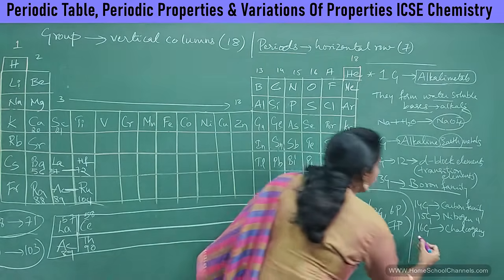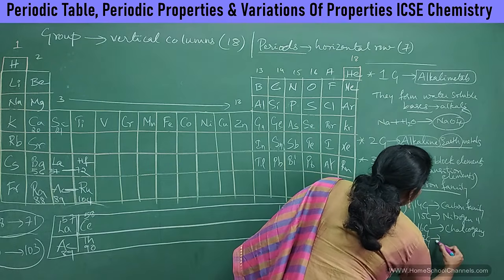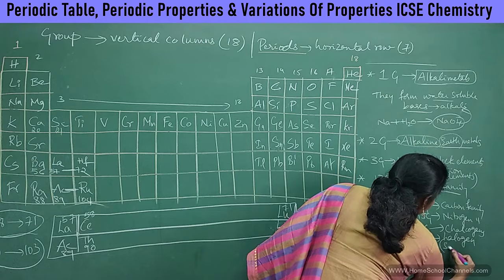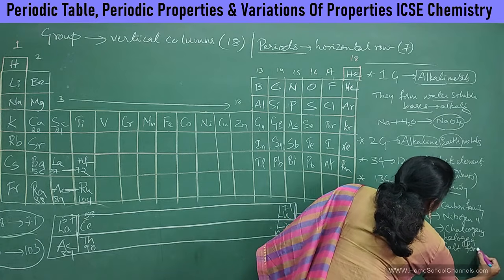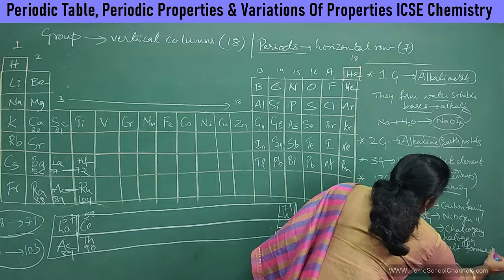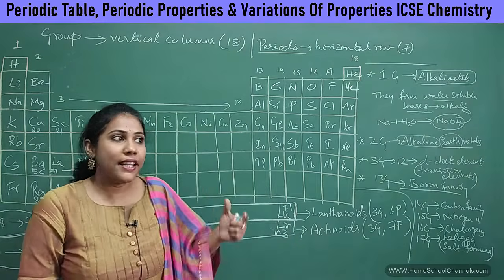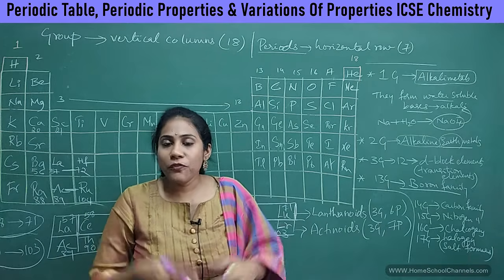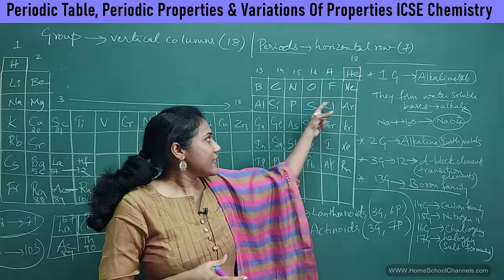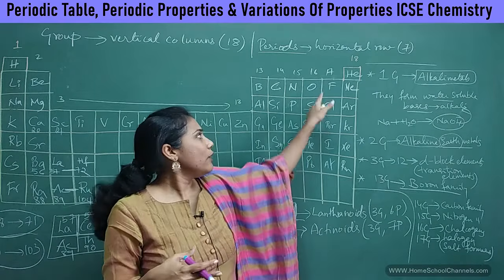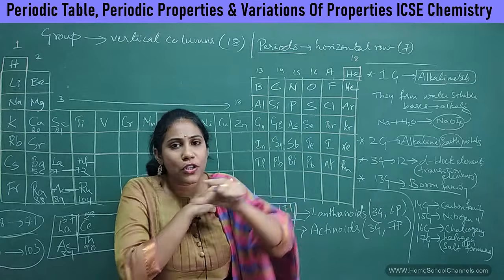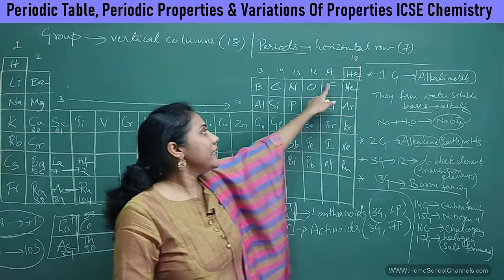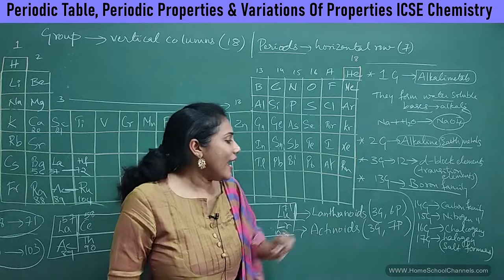Similarly, 17th group elements are called halogens. Halogens mean salt formers. They have salt forming ability. Say sodium is present as NaCl, which is an example of a salt. Potassium is present as chloride, KCl. All fluorides, chlorides, bromides are called salts. So they show salt forming ability, and are called halogens.